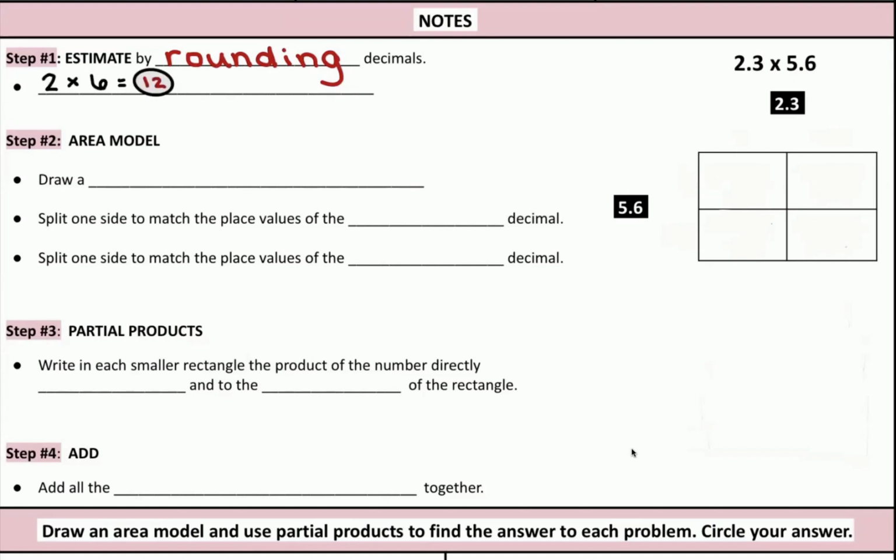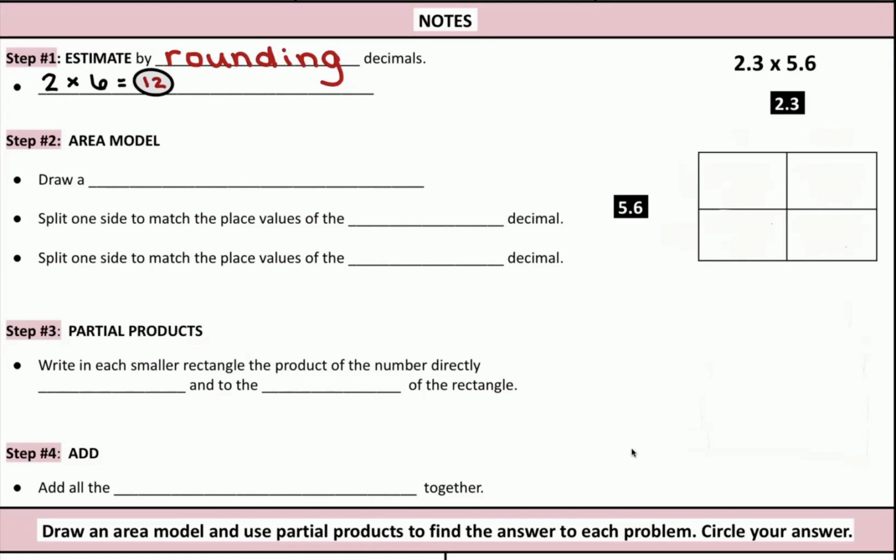This is a really helpful strategy to let us know once we're finished solving if we're on the right track. If we got an answer like 120, that would be a signal that we need to go back and check our work, because our estimated answer 12 is way off from 120. All right, now let's dig into our area model.